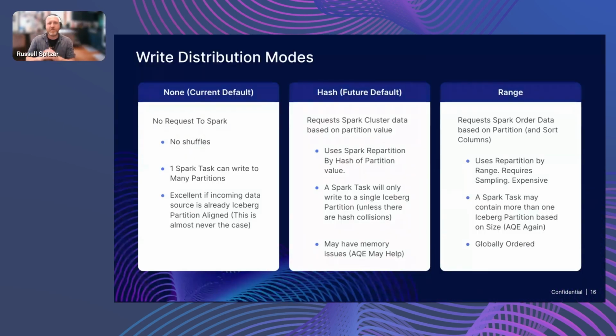So write distribution mode comes in 3 flavors right now. The first, which is the current default, which is none, basically says, Spark, just write the data as is. You get those tasks, we'll just start writing files wherever we see them. This is the cheapest thing you can do from a write perspective, but can end up generating lots of files if your data isn't already aligned. Then we have 2 other modes, hash and range, which both request that Spark perform a shuffle before doing the write to organize the data so that it is partition aligned. And I'll talk a little bit more about how each of these modes work in a second.